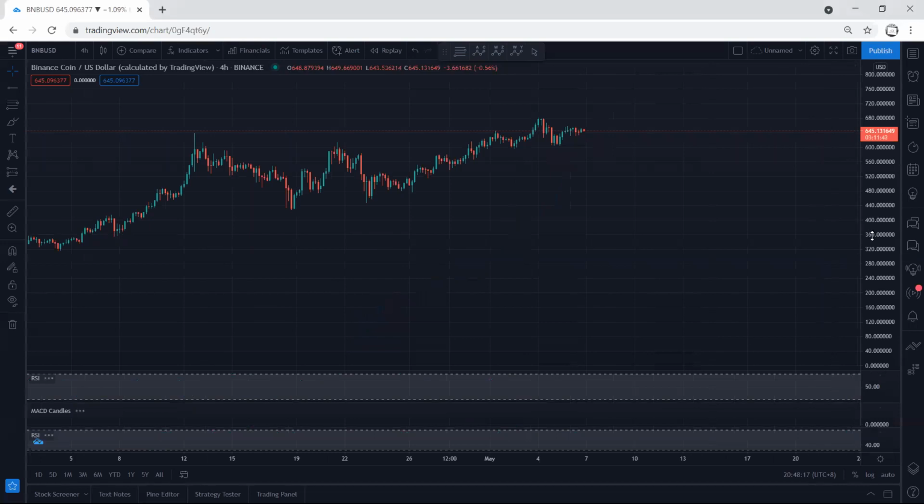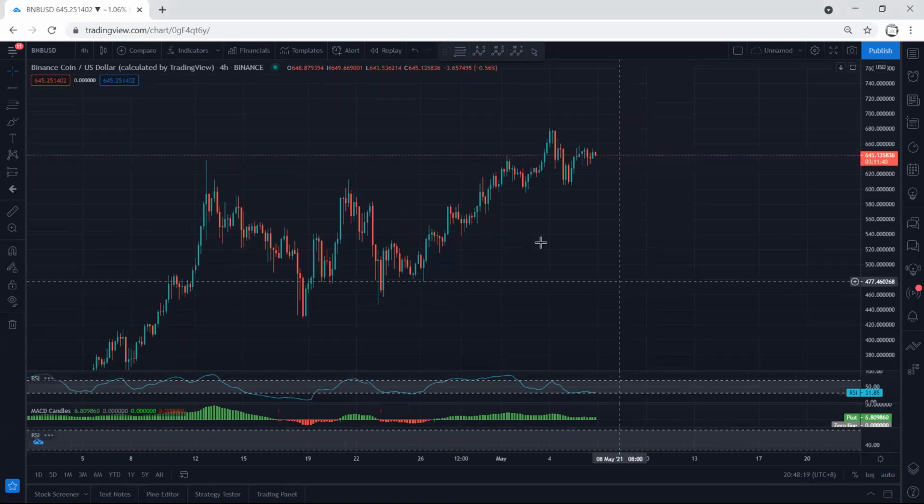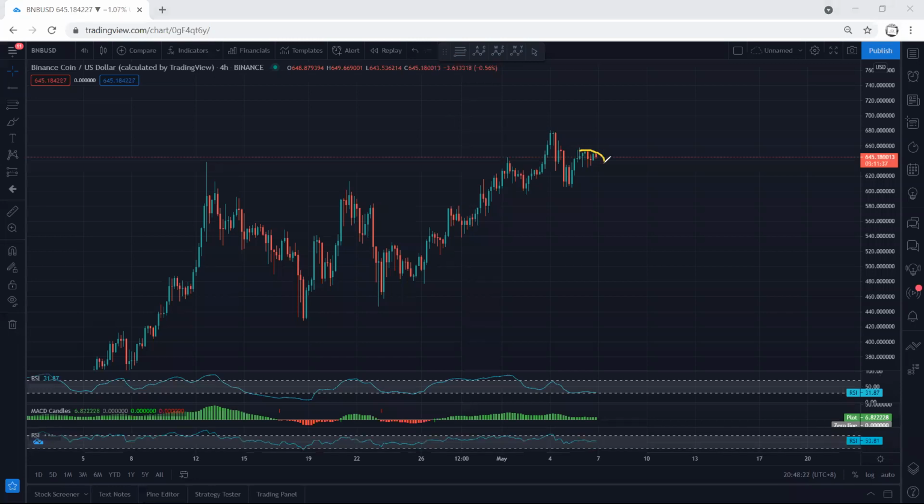And if I move to 4 hour chart, we don't have anything to discuss. As we mentioned, based on lower time frame, 1 hour chart, we're looking at this. Any trade setup from here, we will take the trade.